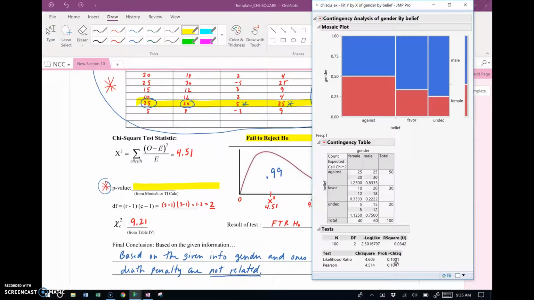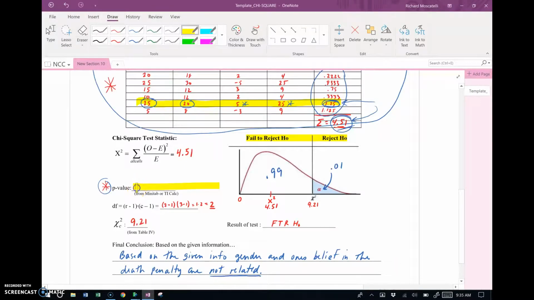All right, so over here in our template, 0.10, let's call it about 0.105, which is greater than any alpha we would select. So when the p-value is bigger than alpha, remember, we fail to reject H0. We knew that already. The test statistic, remember, was 4.51, which is here, and the chi-square critical value was 9.21.